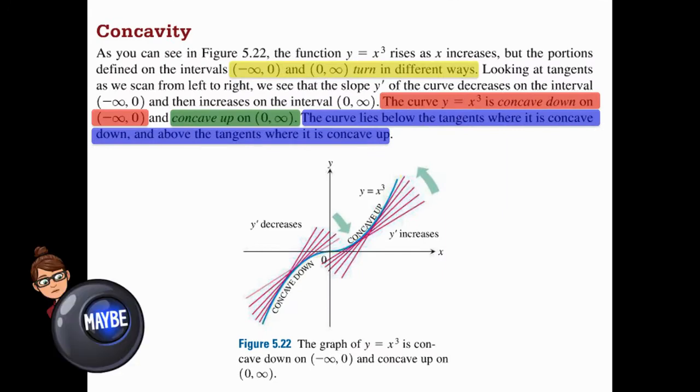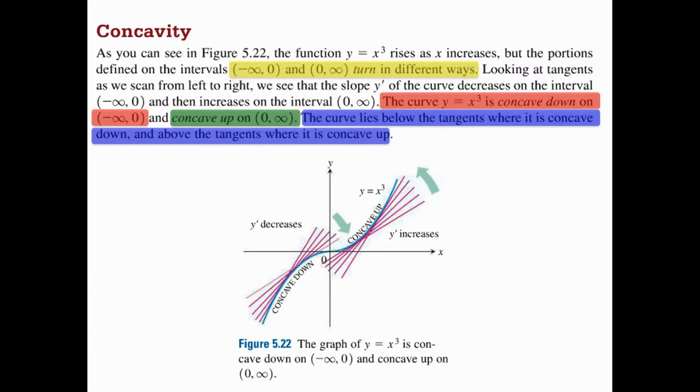So you may be wondering, what are we going to use the second derivative for? Well, welcome in concavity. Basically, concavity is how the graph is looking. We can say it's concave up or concave down. So let's talk about this. Here's a picture of x cubed. We can see it rises the whole time. It's increasing the whole time, but there are portions of it that turn in different ways.